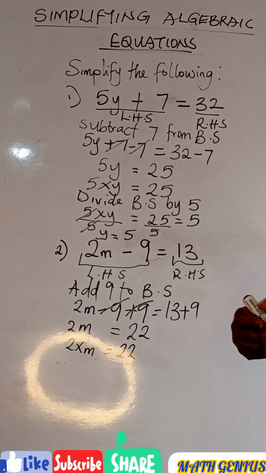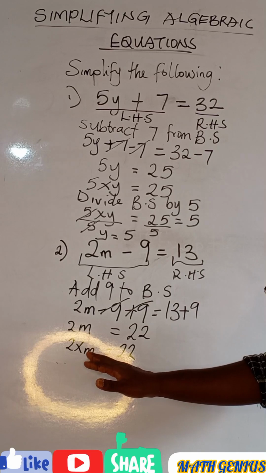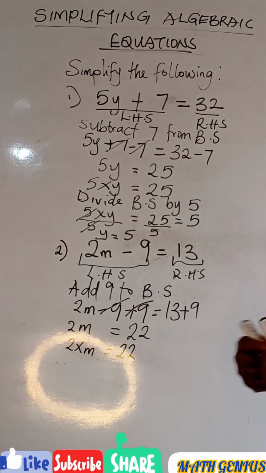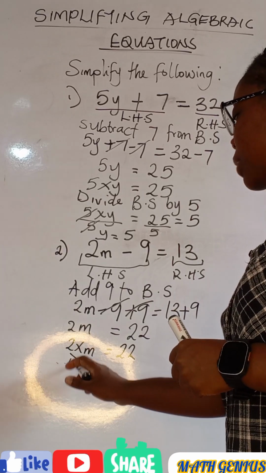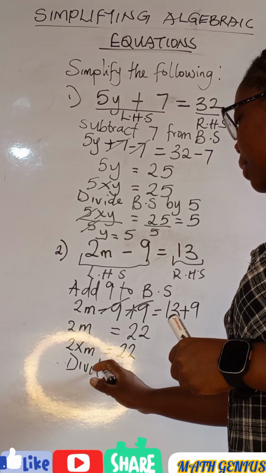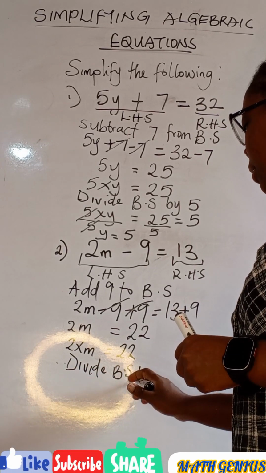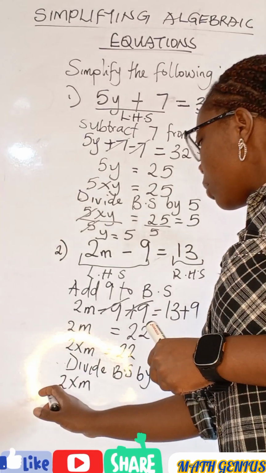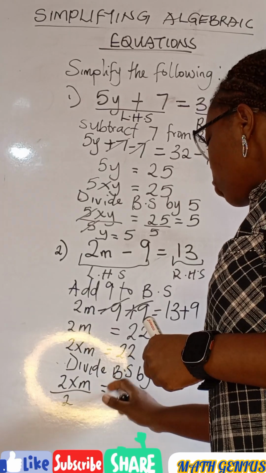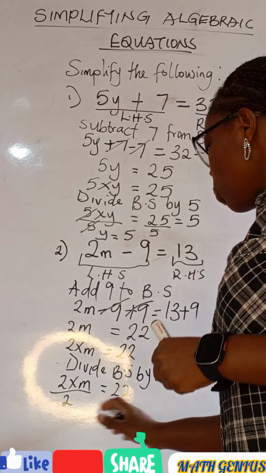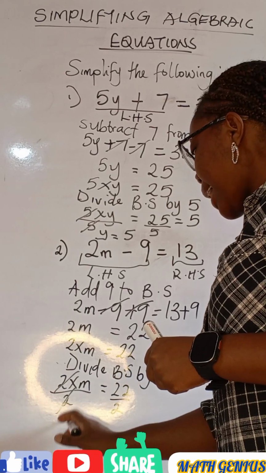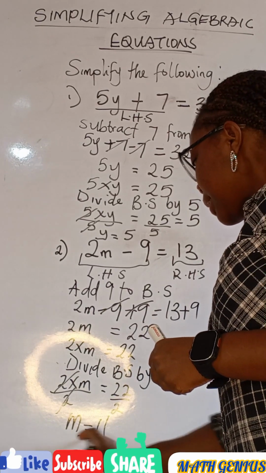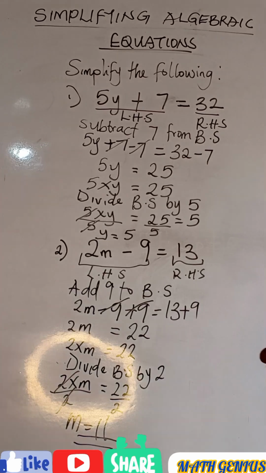And for us to remove this 2 from m, which is the unknown, because the goal of this simplification is to find m, you are going to divide both sides by 2. So 2 times m over 2, 22 over 2. Of course, we are left with m equals 22 divided by 2, which is 11. That is the answer to this question.